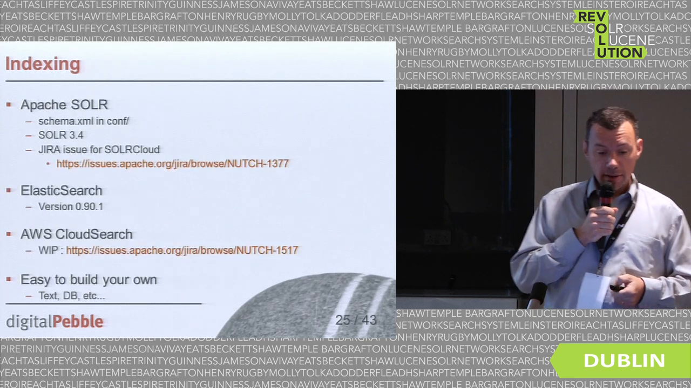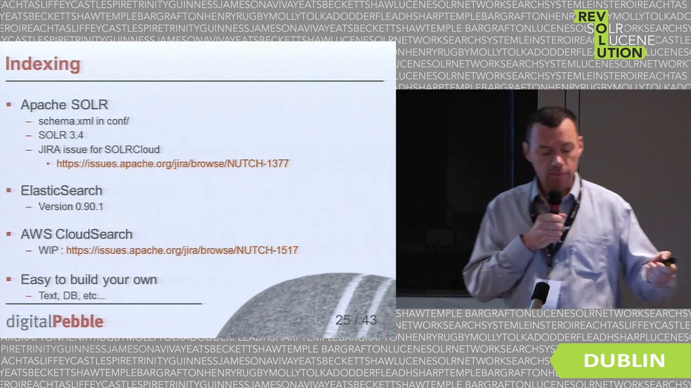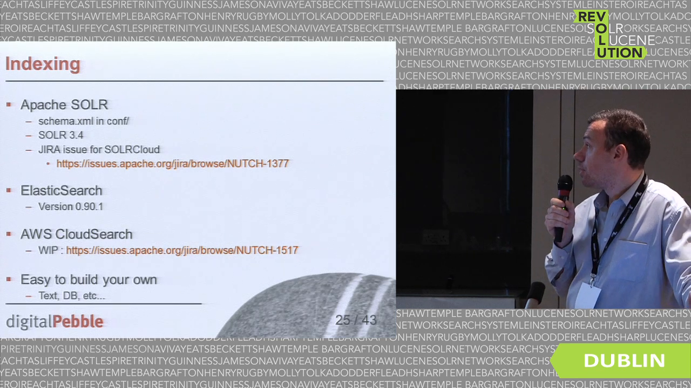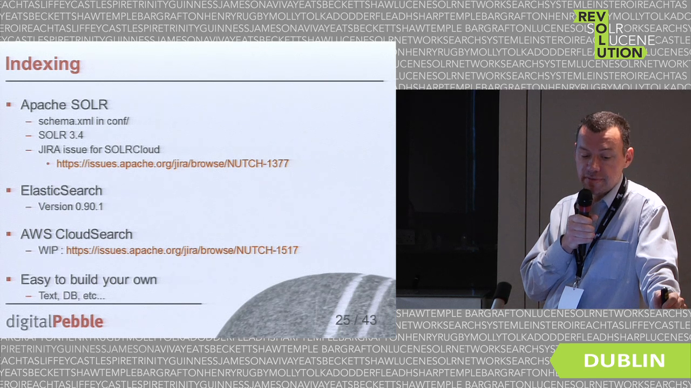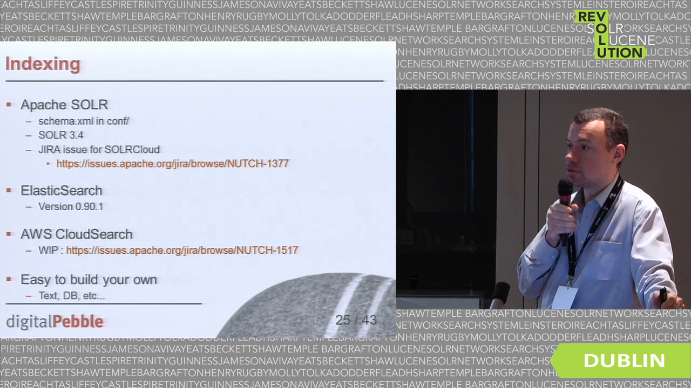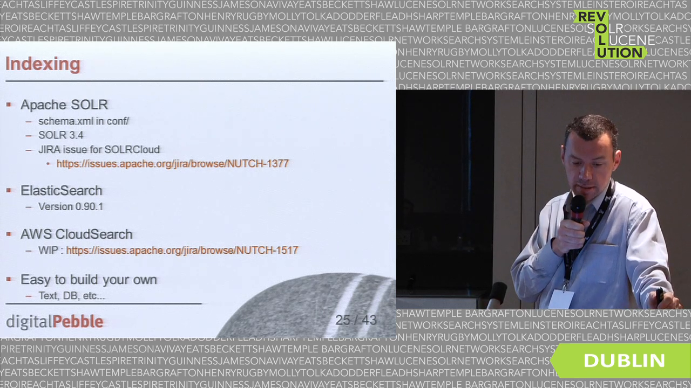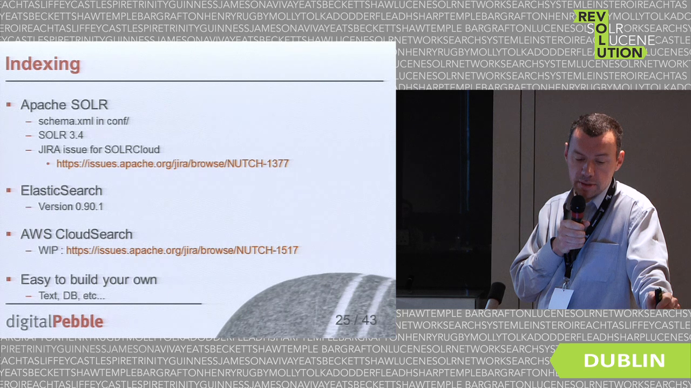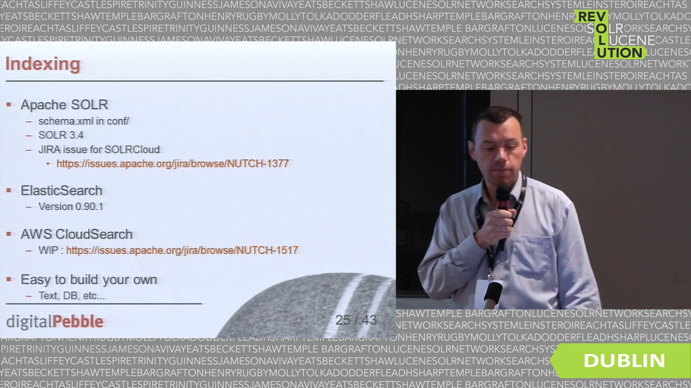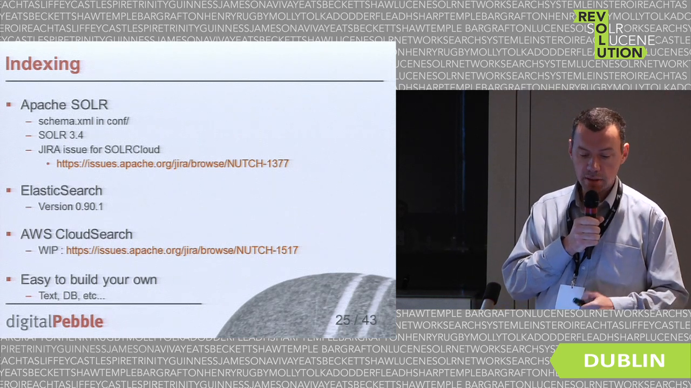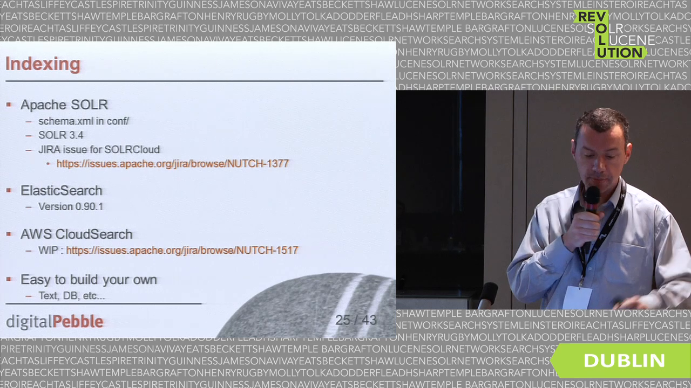Talking about the indexing, of course we support Apache SOLR. In the configuration directory of Nutch, there's a default schema you can use, and you can just copy it to SOLR and use that to get started. We currently support version 3.4 of SOLR, but there are contributions in a JIRA, I think, to get things to work using SOLR Cloud.